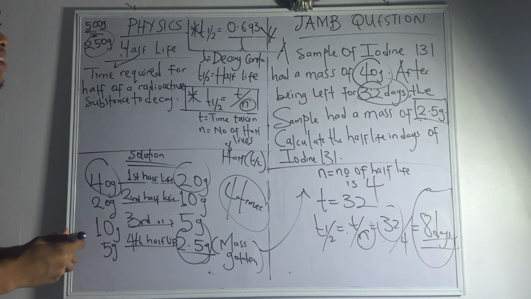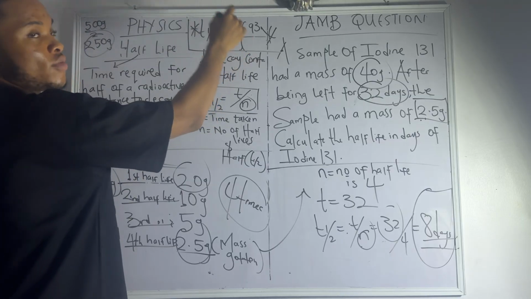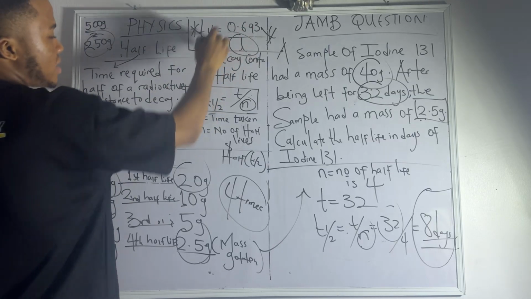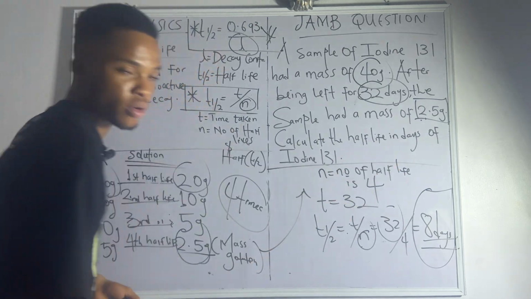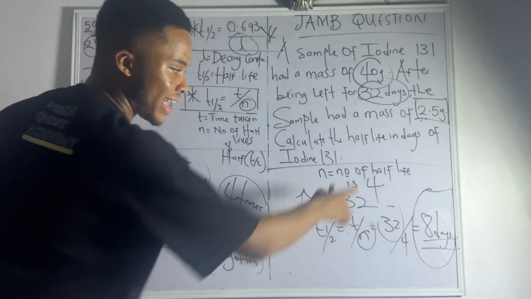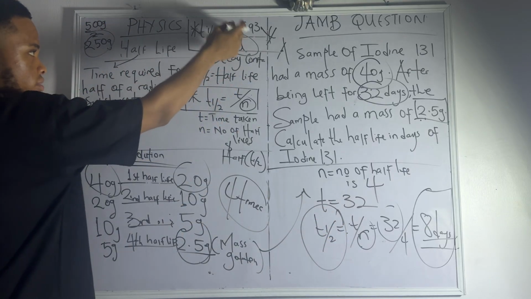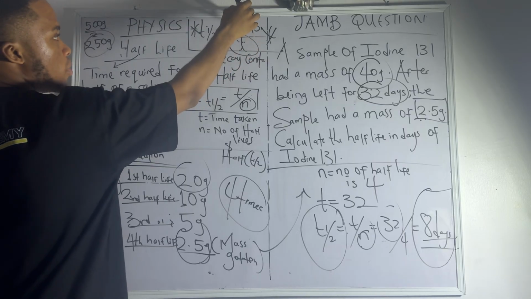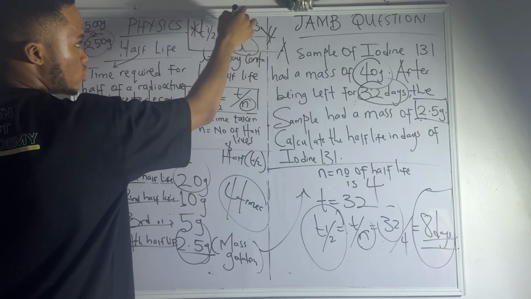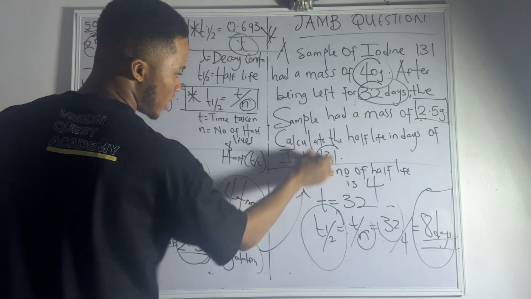In case you are given, don't forget this formula, very important. Half-life equals 0.693 over decay constant. This is the decay constant. Imagine they now ask you to find your decay constant from this question. They ask you to calculate the decay constant of this iodine. Since you have gotten your half-life, just input it here. Then your decay constant is 0.693 over half-life. So 0.693 over 8, you get your decay constant of the iodine-131.